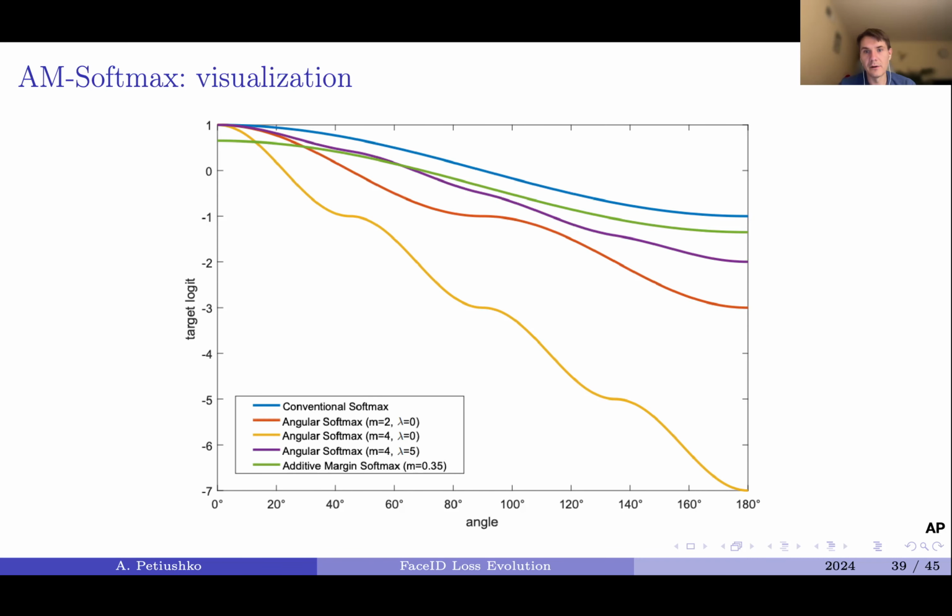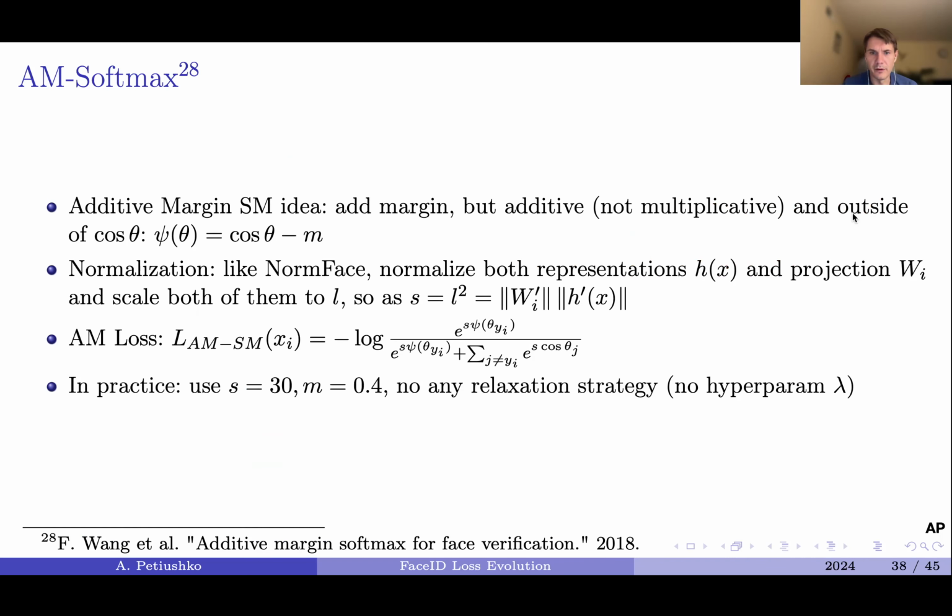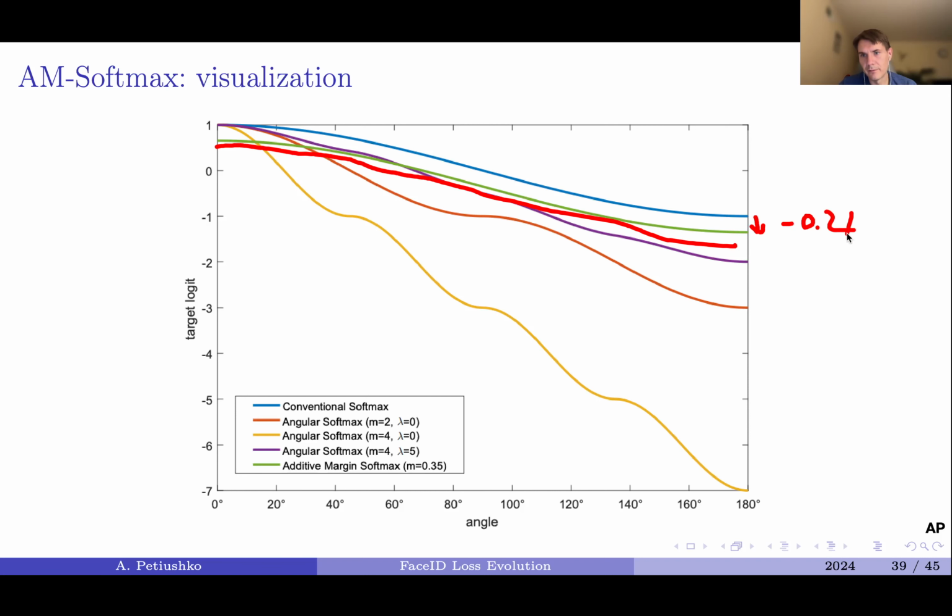Yeah, and this is how it looks like. These are different cosines, but for AM-softmax, this is the green one here, and this is just the initial cosine, just moved lower by 0.4, minus 0.4.